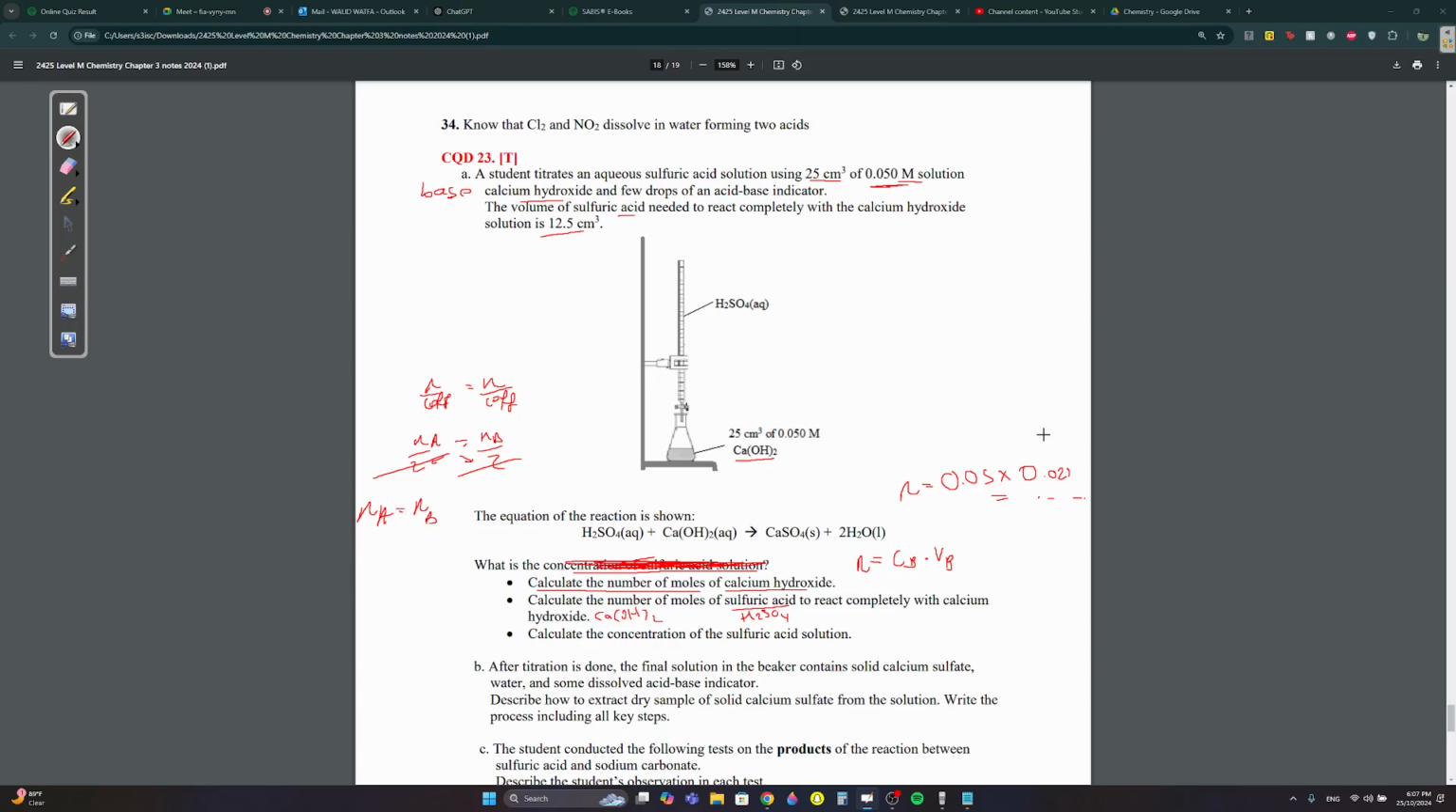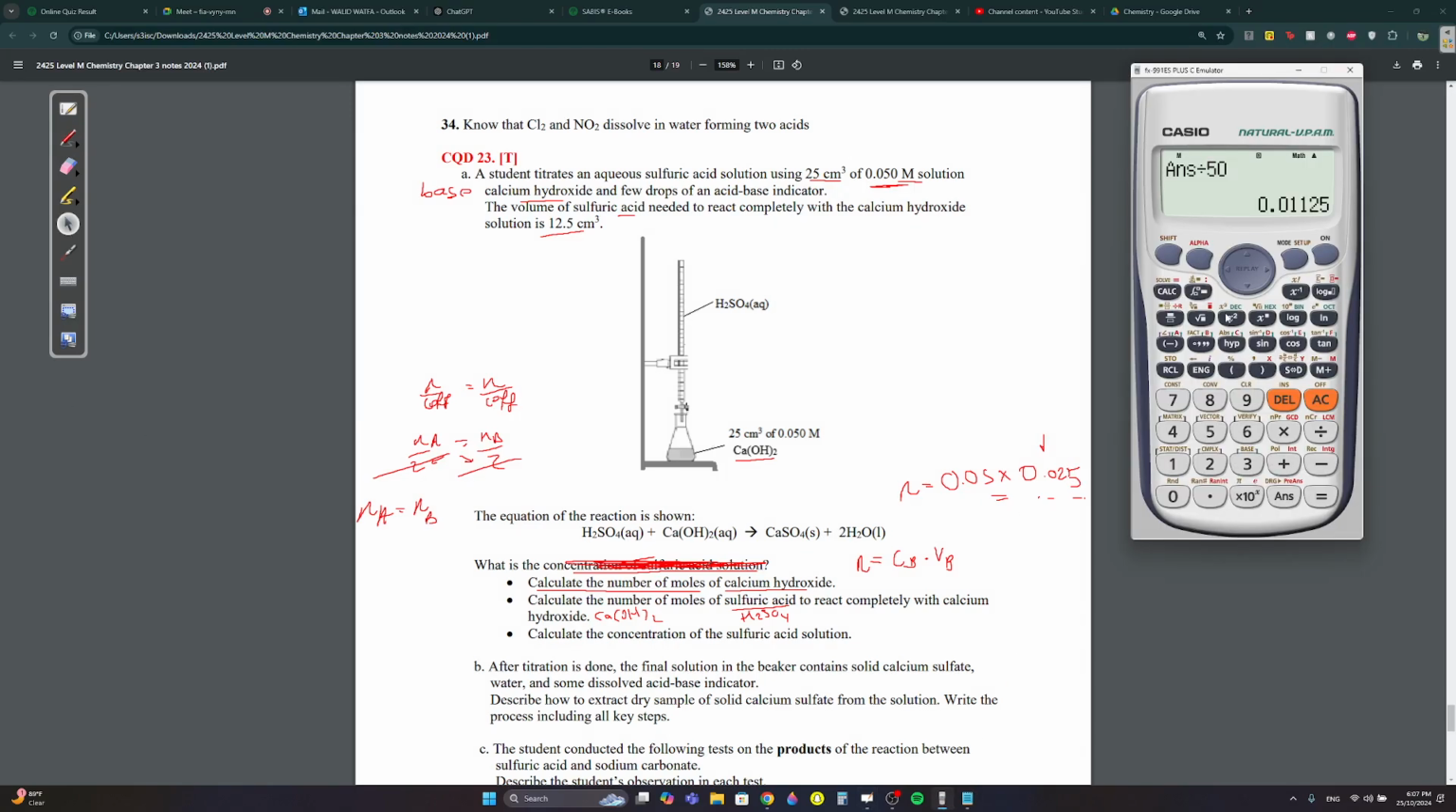So let's see. Let me find the moles from part A. I actually need the answer of that times 0.25. You get this 1.25 times 10 minus 3. This is the moles of calcium hydroxide.